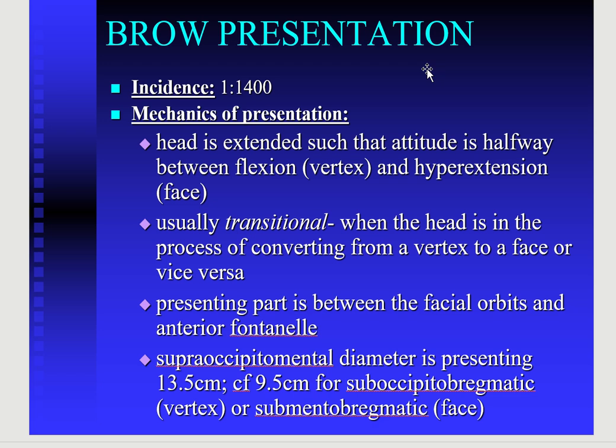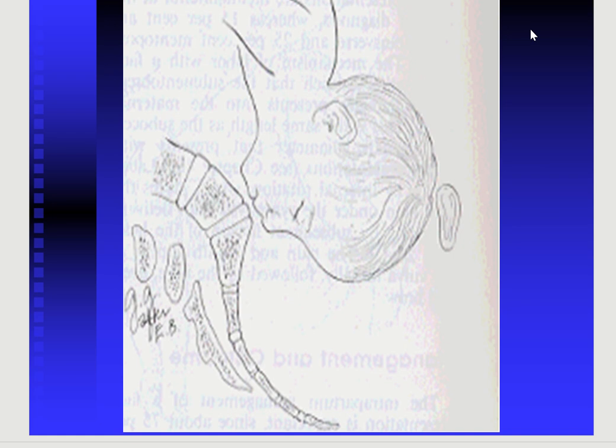The presenting part will be between the facial orbits and the anterior fontanelle, and the presenting diameter is the large diameter, that is the supraoccipitomental diameter, that is about 13.5 centimeters, as compared to the submentobregmatic or suboccipitobregmatic diameter, that is 9.5 centimeters. This diagram is showing the brow presentation, in which the sinciput is presenting.